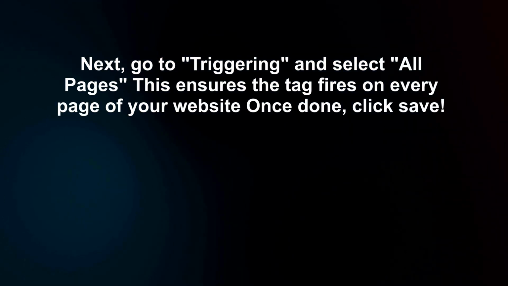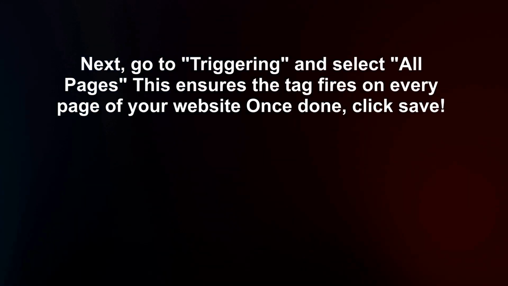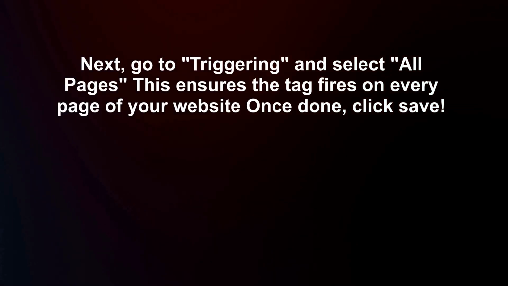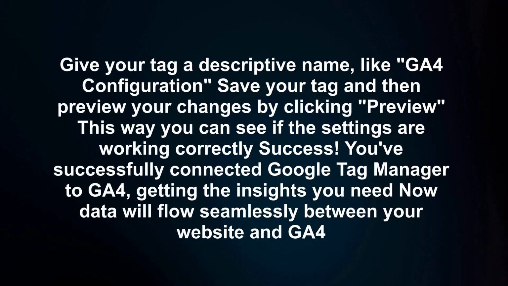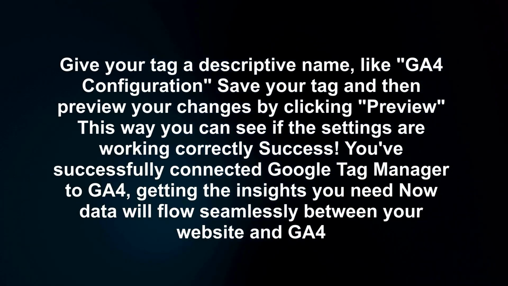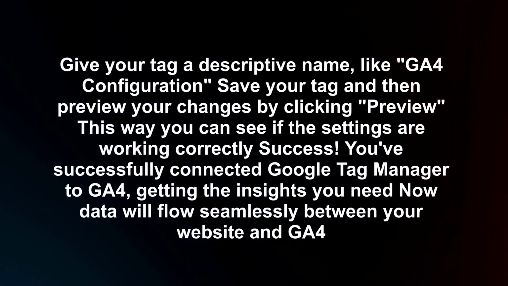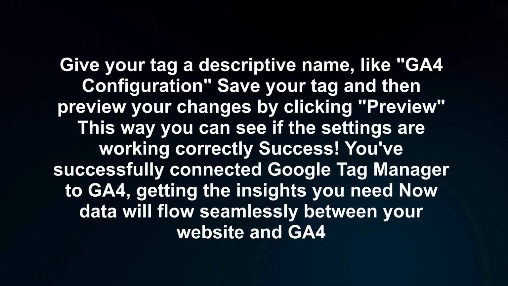Next, go to Triggering and select All Pages. This ensures the tag fires on every page of your website. Once done, click Save. Give your tag a descriptive name, like GA4 Configuration. Save your tag and then preview your changes by clicking Preview. This way you can see if the settings are working correctly.